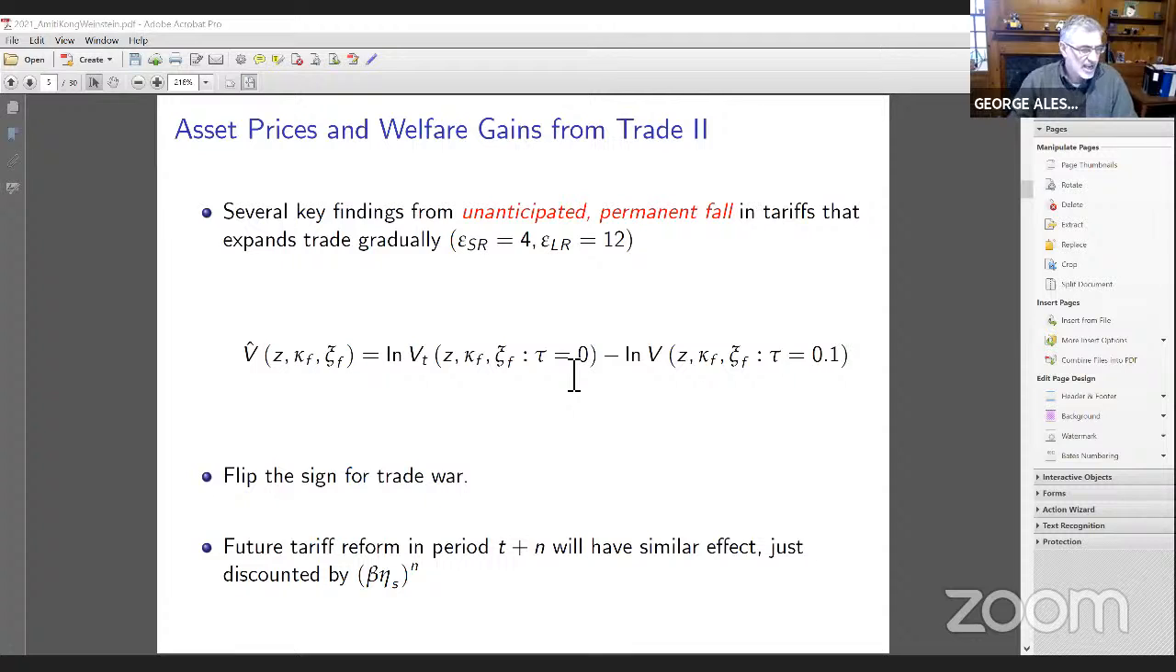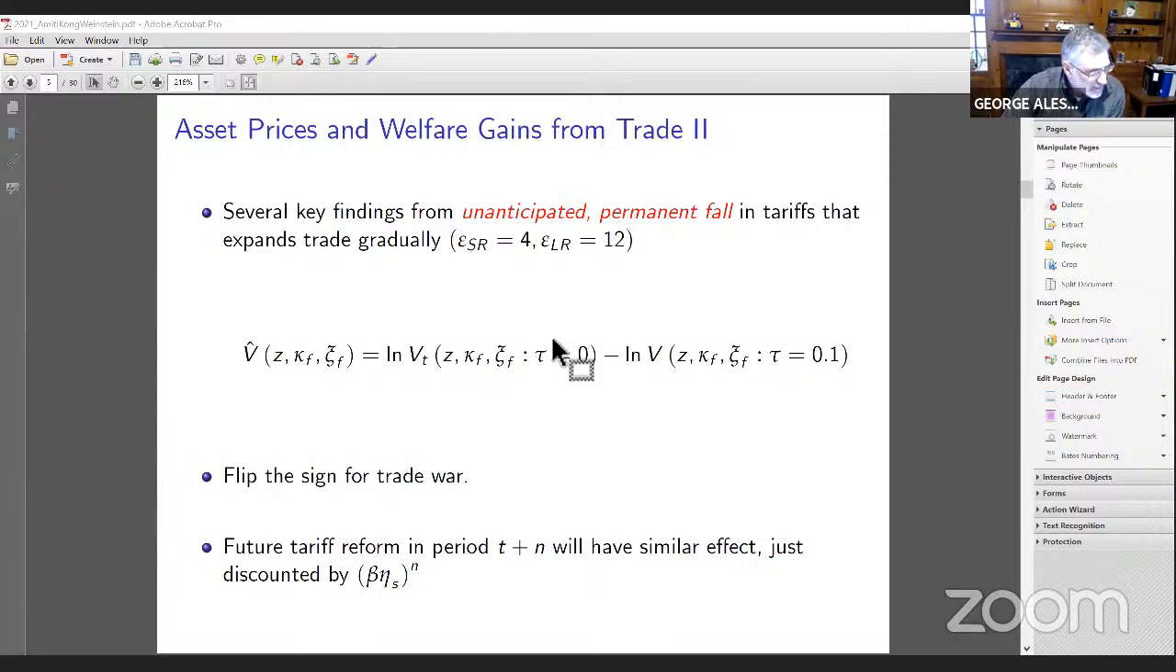So here, again, I'm going to look at what the asset price implications are in this model of an unanticipated permanent fall in tariffs that's going to expand trade gradually, with a short run elasticity of 4 and a long run elasticity of 12. We can think about the change in asset prices of a particular firm with technology Z, some fixed export cost KF, and some shipping costs psi F.